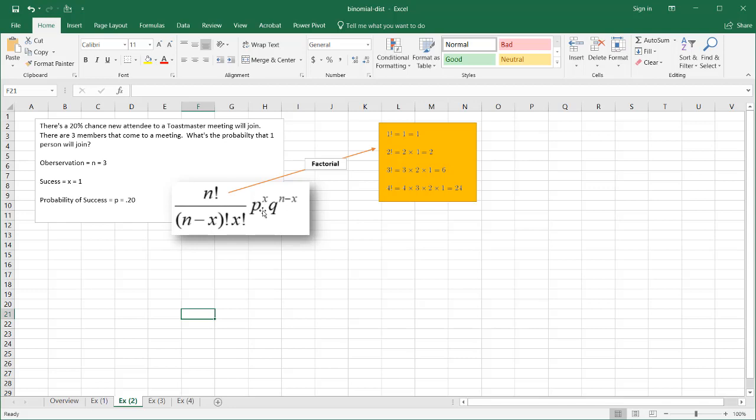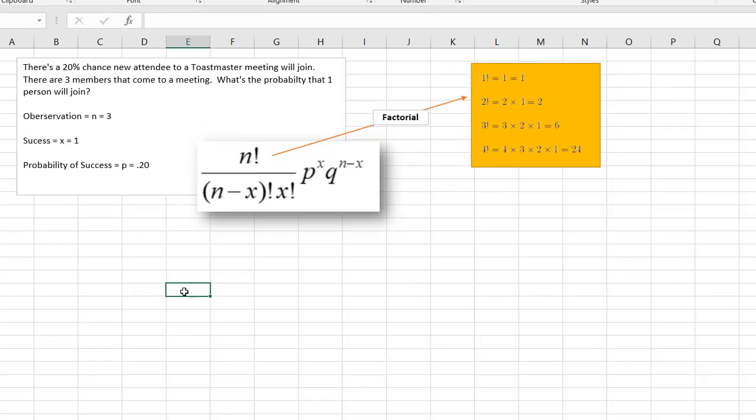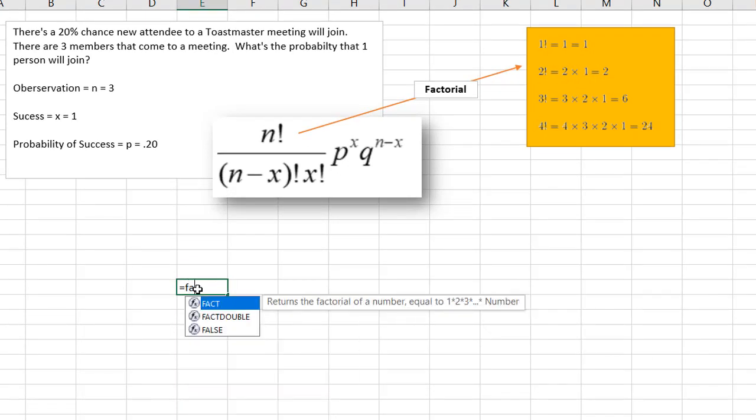And then we'll figure out the p to the x power and q to the n minus x power. Let's divide it into these 3 segments. Now there is a function in Excel that lets you do the factorial, and that is called the FACT function. So I'm going to do FACT, and the first number is that one. That's our n, 3. All right?